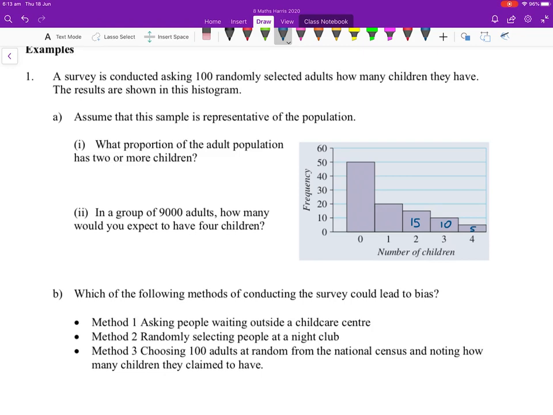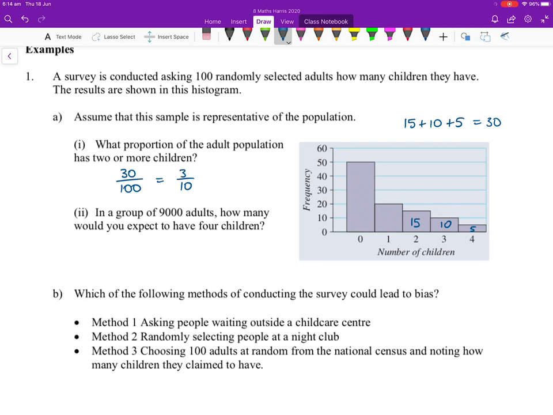So what proportion of the population has 2 or more children? Well, the first thing I need to do is figure out what 15 plus 10 plus 5 is, and that adds up to 30. That means 30 of the adults who were asked how many children they had, had 2, 3 or 4 children. So what proportion of the adult population has 2 or more children? 30 out of the 100 people that were asked is the proportion, which cancels down to 3 out of 10 if we cancel the fraction down. So 3/10 of the population have 2 or more children.